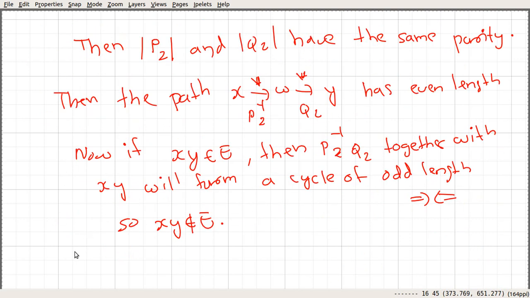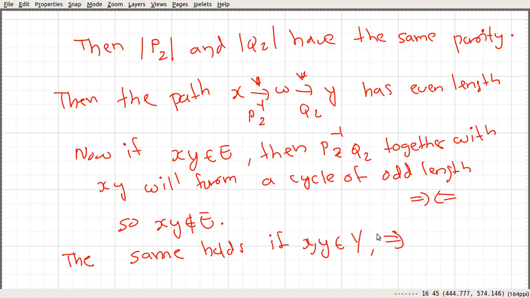So anyway, that's the proof. You can also see that the same holds if x and y are both elements of Y; if you go through the same kind of argument, you can very easily see that xy doesn't belong to E as well. Anyway, that is the proof.